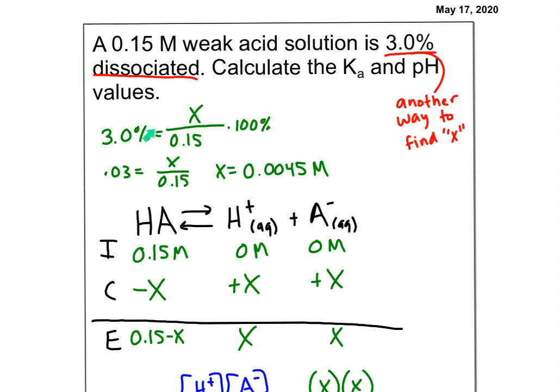3%, that's our percent dissociation, has to equal whatever X is divided by the starting concentration, because this is our equation for percent ionization or percent dissociation. So if we do a little algebra and solve for X, we get X is 0.0045 molar. What that tells me is that is H plus at equilibrium.